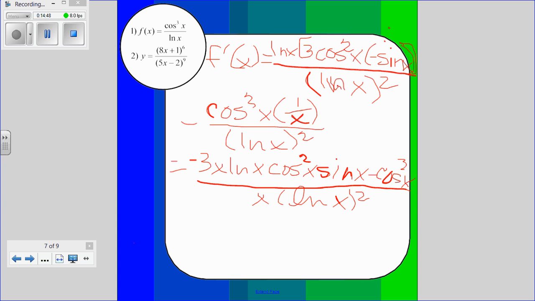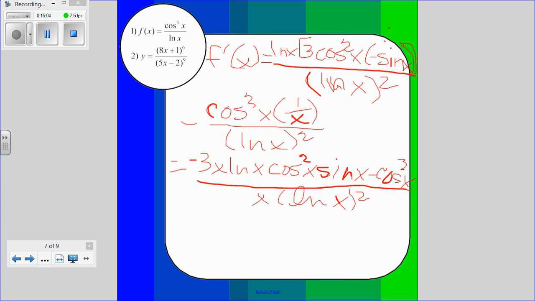On that one right there, you could factor out the cosine squared x, but it's really not going to be all that beneficial to you. It doesn't allow any terms to shrink down nicely or anything like that. So really and truly, there you go.